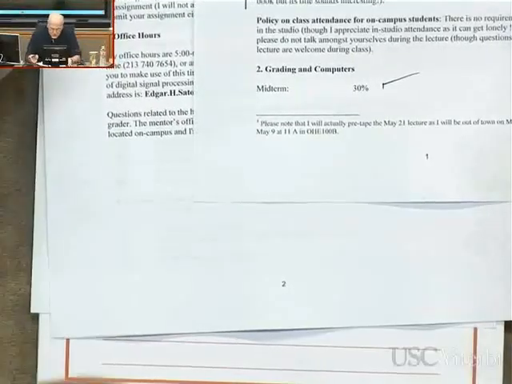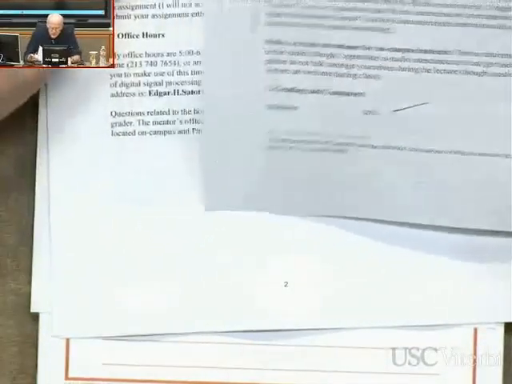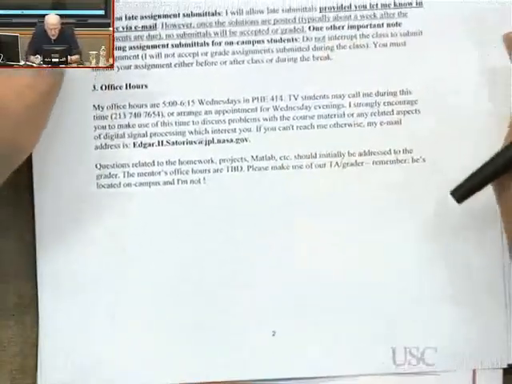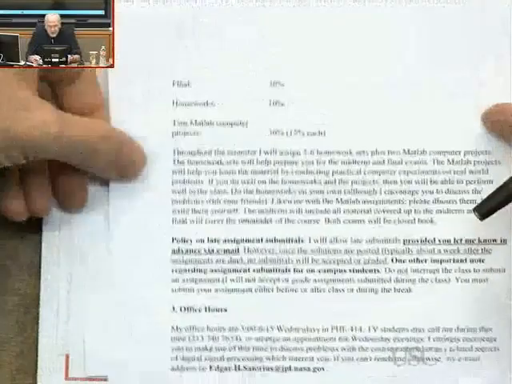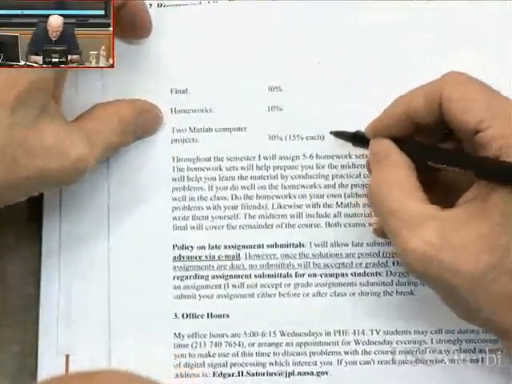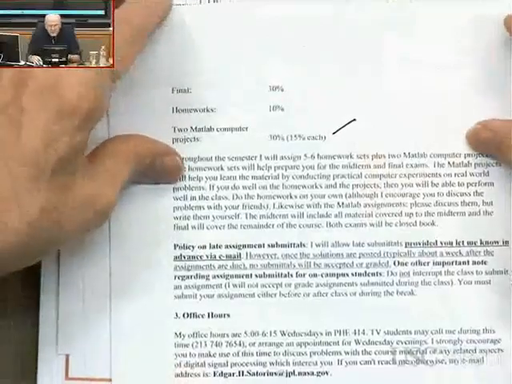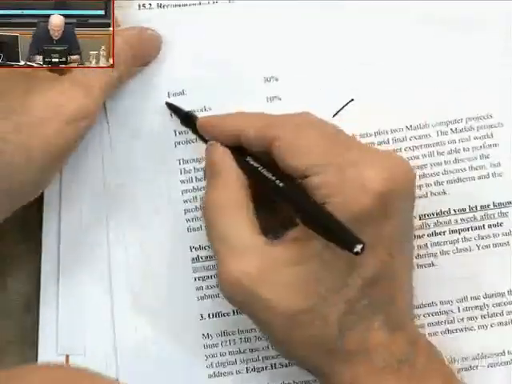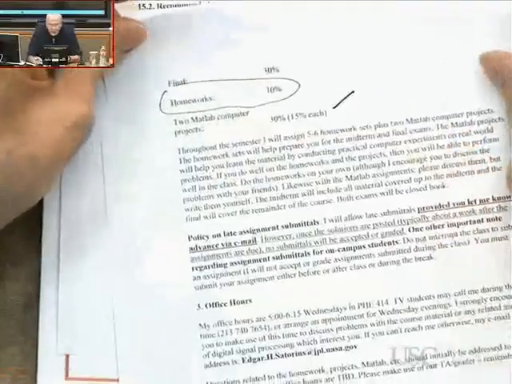The midterm, which, as I said, is June 25th. I don't know, did I say June 26th? Well, anyway, it should be June 25th. So that's the midterm. The final, of course, that's also 30%. And then the two MATLAB projects, those are 15% each for 30%. So that's 90, that leaves 10, and the 10 is covered by the homework.